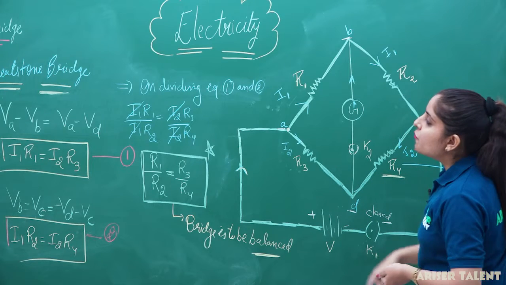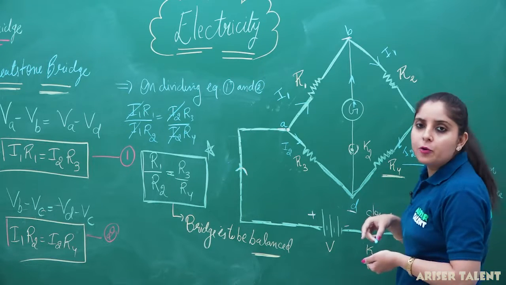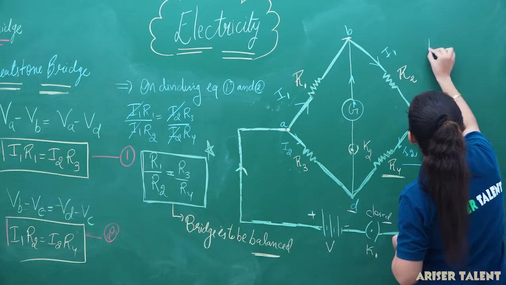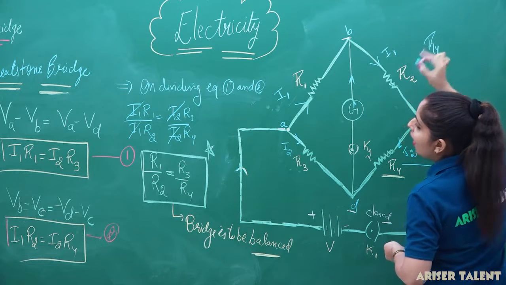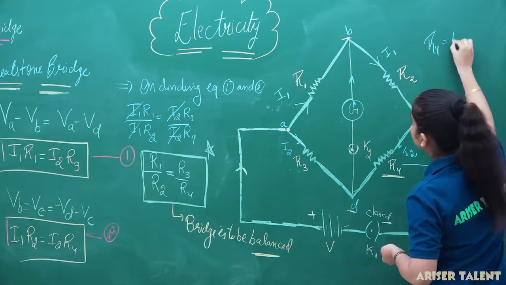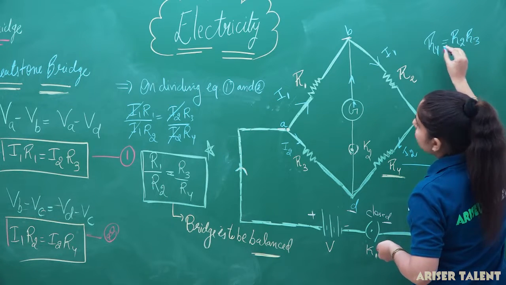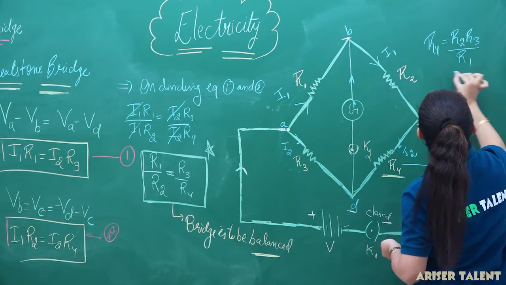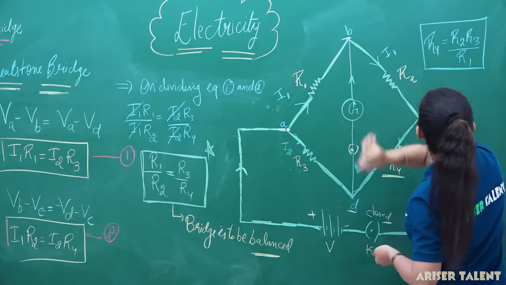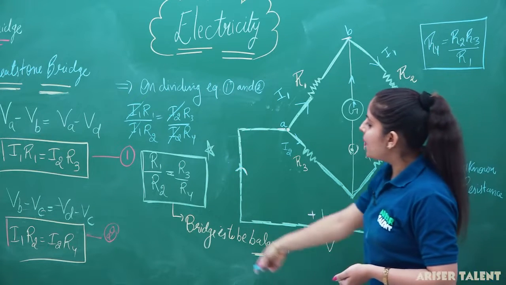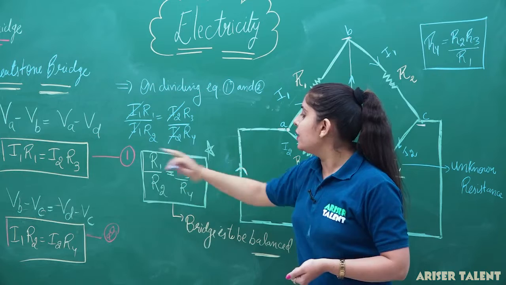Now, from this formula, how you will find the value of unknown resistance? Just shifting that equation, we can find that R4 equal to R2 into R3 upon R1. So this is the formula. You can find the unknown resistance of a circuit just by cross multiplying R2 by R3 and dividing it by the R1.